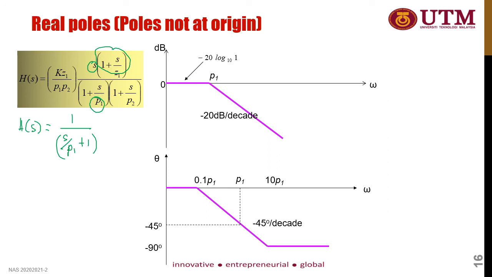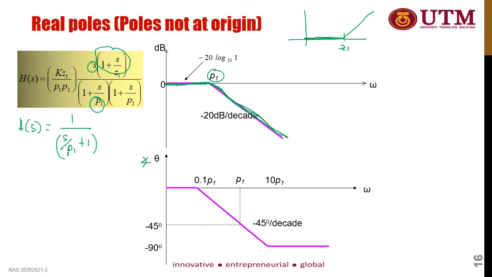In this case, you have a pole at P1. At P1, the line will be 0 from 0 up to P1, and then from P1 onwards there will be a decrement slope of 20 dB per decade. If for zeros just now you have Z1, it will be 0 until Z1 and then increment by 20 dB per decade. But for poles, you have 0 up to P1 and then a decrement line from P1 onwards by 20 dB per decade.